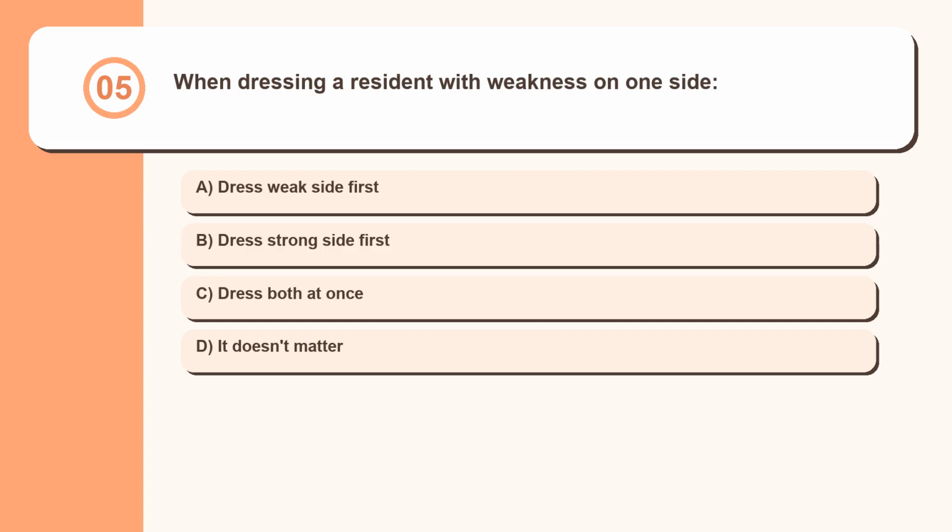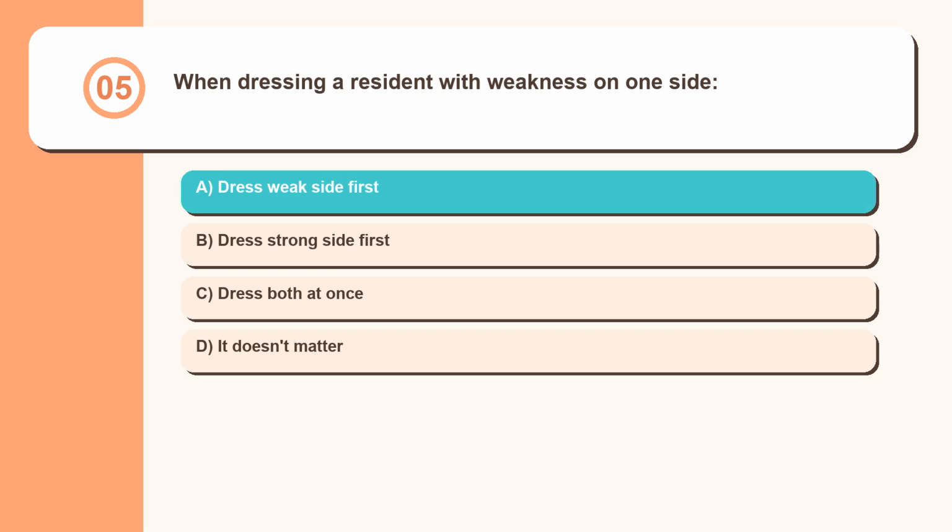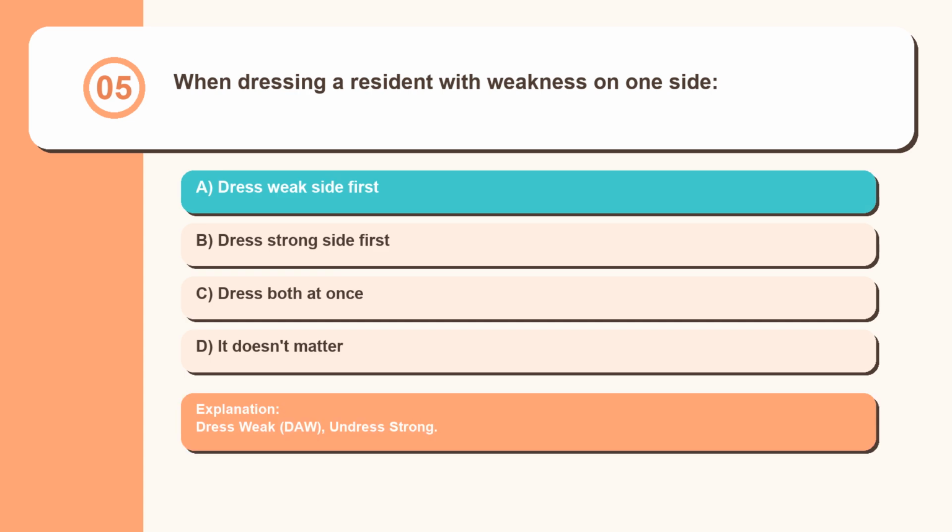Question 5. When dressing a resident with weakness on one side, dress weak side first. Dress strong side first. Dress both at once. It doesn't matter. Dress weak side first, undress strong side first.